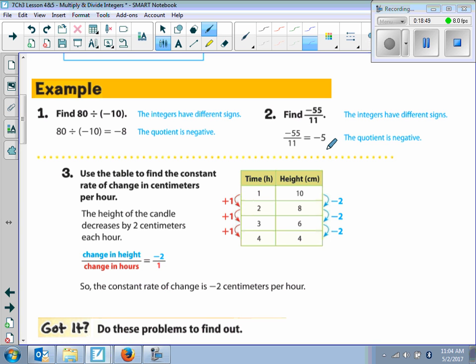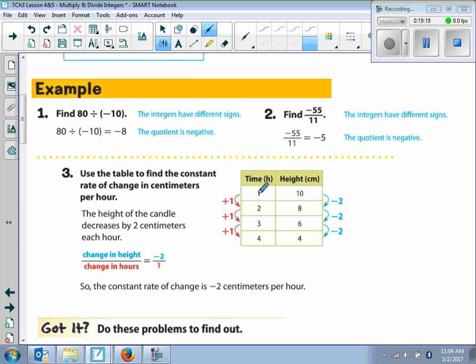Okay? Now, it says use the table to find the constant rate of change in centimeters per hour. So, you guys remember constant rate of change. Remember rate of change, right? Delta y over delta x, right? So, here, the delta y, see the change in height over the change in the hours. So, we want to find that constant rate of change. So, how do I get from 10 to 8, 8 to 6, and 6 to 4? You're subtracting 2 each time.